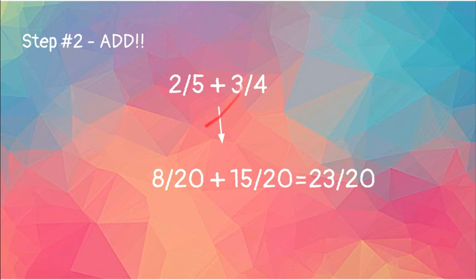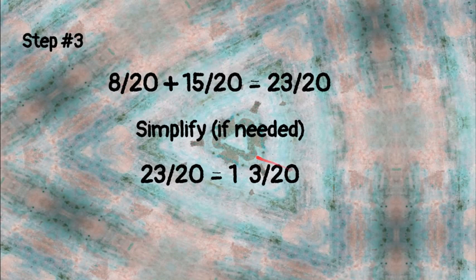Step 2 is add. So 2/5 is the same thing as 8/20, and 3/4 is the same thing as 15/20. And we're going to add 8/20 plus 15/20, and we get 23/20. And step 3 is simplify if needed. So just make sure you always have the same denominator when you are done with finding the common denominator. So this is the common denominator. It has to be the same exact thing. The numerator doesn't have to be the same.